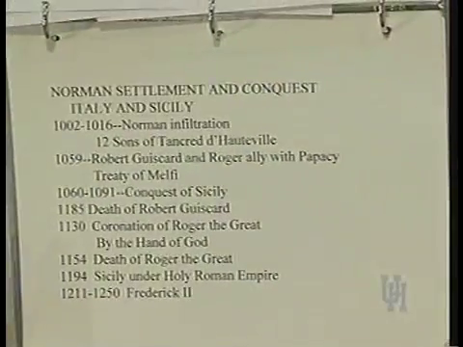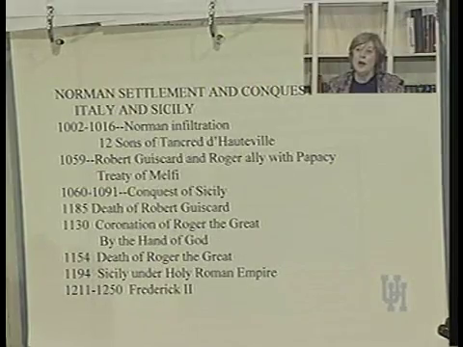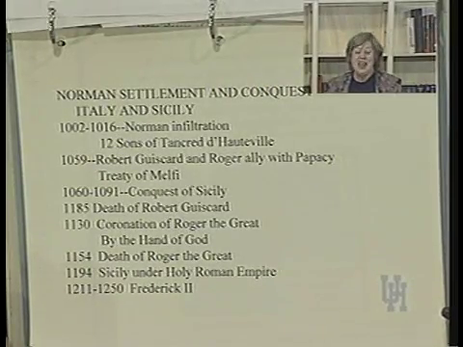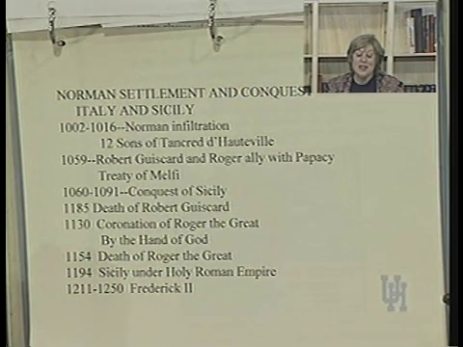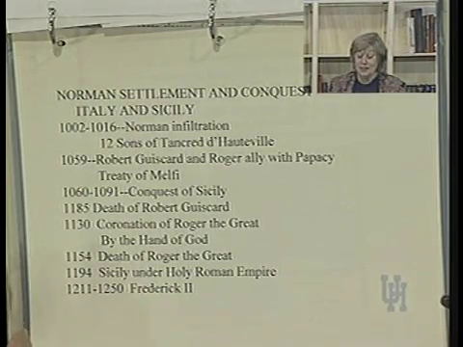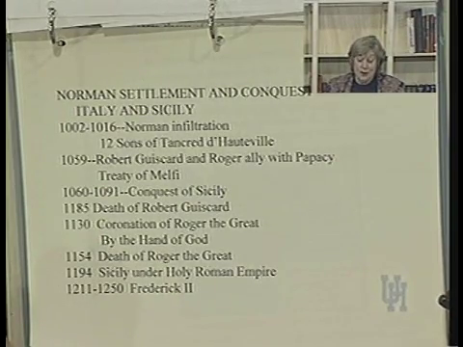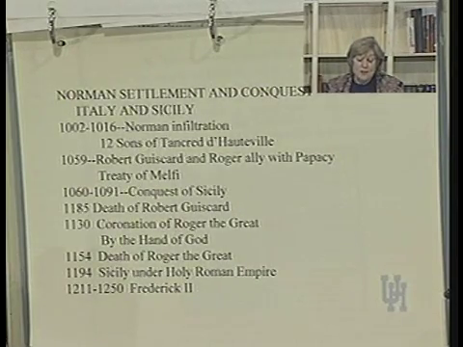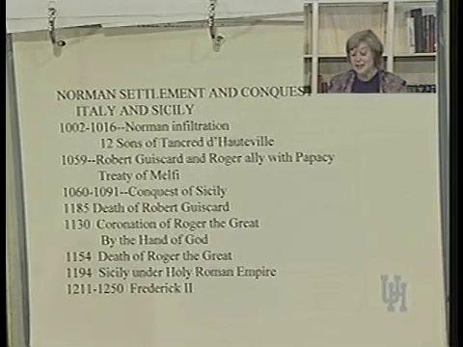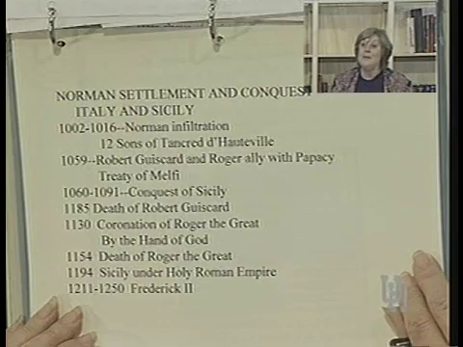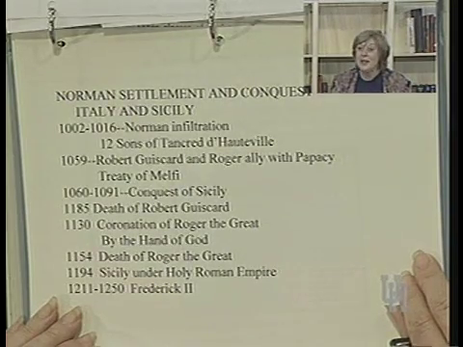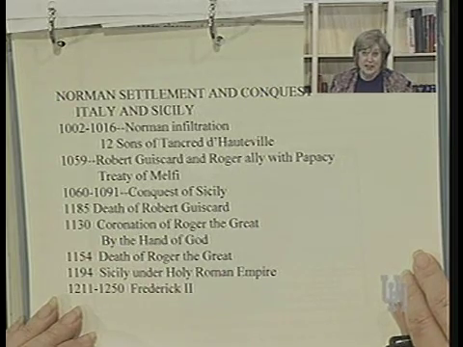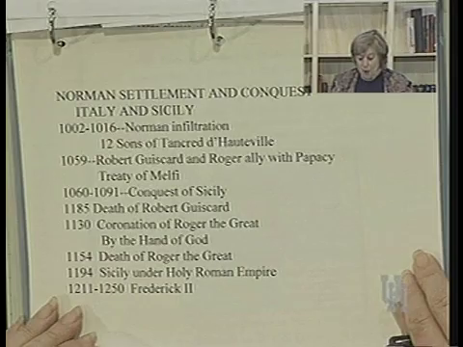The Norman settlement and conquest of Italy and Sicily, which I have 1.5 minutes to get through. In 1002 to 1016, the Normans started infiltrating southern Italy, and they didn't conquer it all in one blow like the Normans conquered England. They infiltrated it, and it was led by the 12 sons of Tancred d'Hauteville. In 1059, Robert Guiscard, one of these sons, and his nephew Roger ally with the papacy, and they are basically highway robbers. They make a treaty with the Pope, and the Pope grants them the right to conquer Italy and Sicily. So they sort of make a bargain with the Pope.